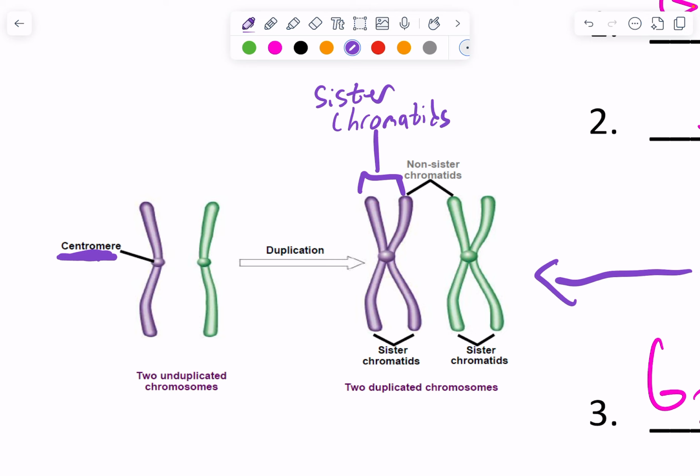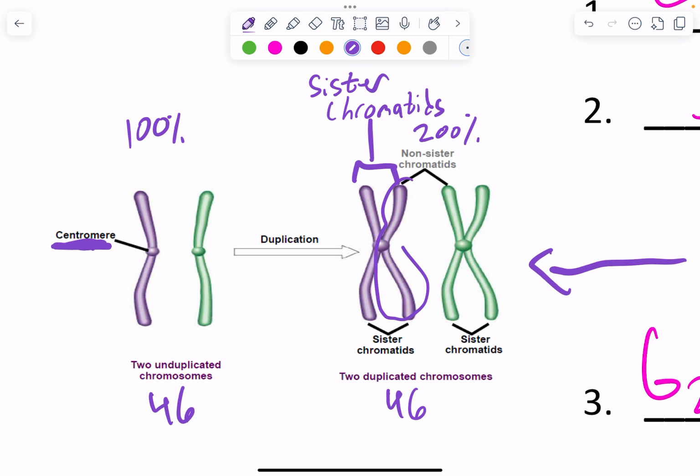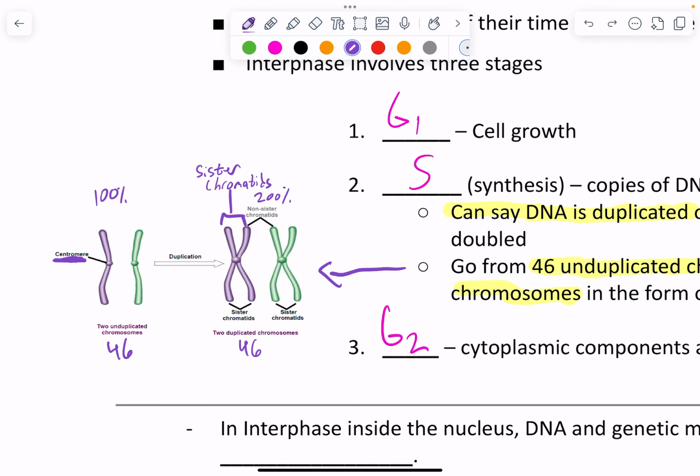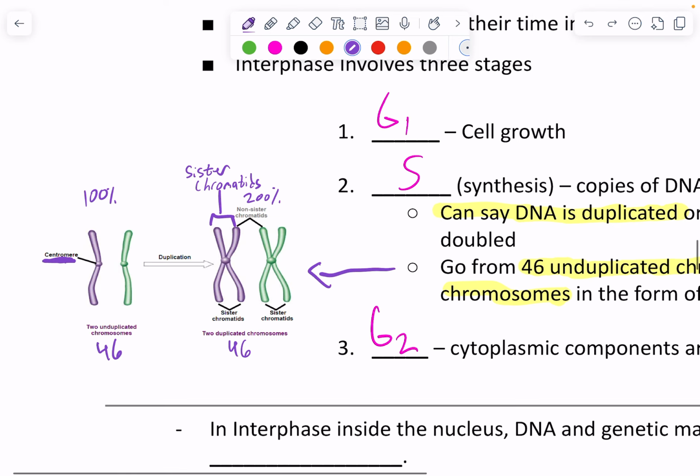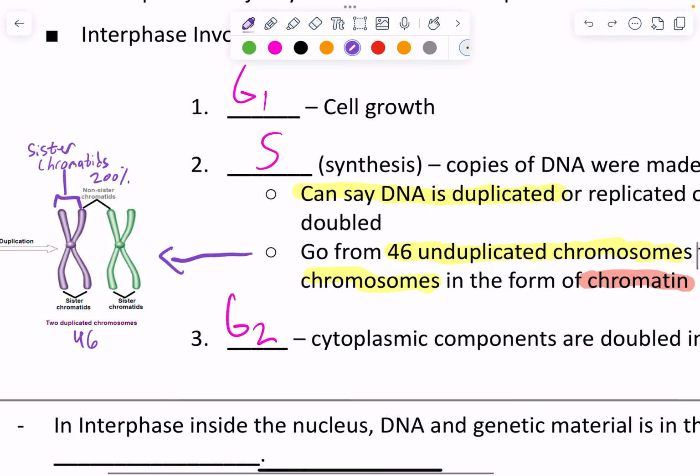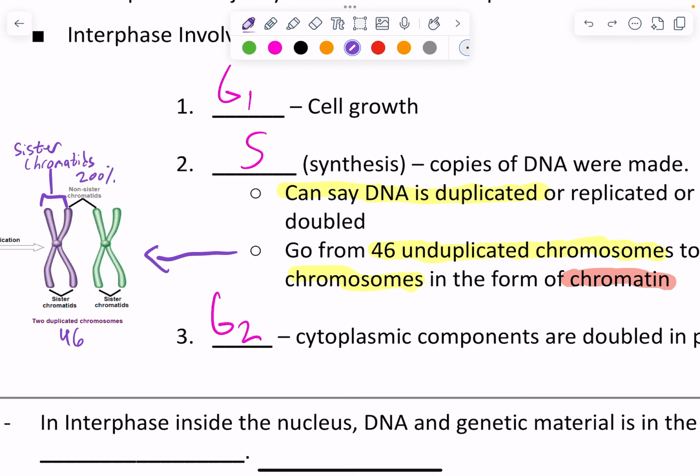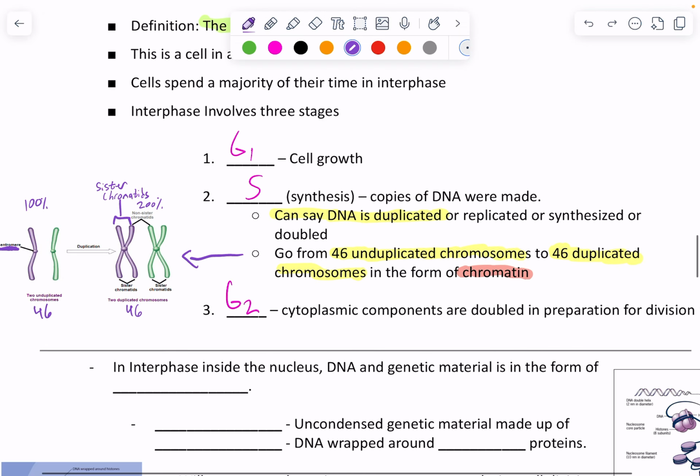And so what happens during the S phase is the chromosome number doesn't change, right? We go from 46 to 46. However, our DNA has doubled. So if this is 100% of our DNA, we go to 200%. Obviously we can see there's just more things here, more physical material. And so the DNA changes, but the chromosomes do not. That's where the 46 unduplicated to 46 duplicated comes into play.